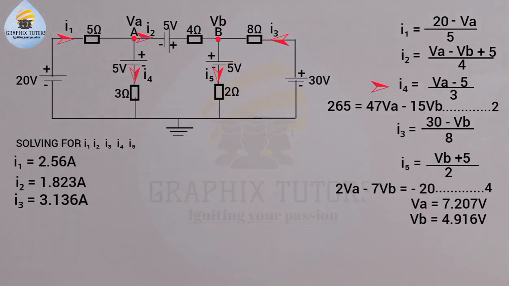Now for I4, we know I4 is equals to VA minus 5 over 3. So if you put the value of VA, we'll be having 7.207 minus 5 all over 3, which will now be equals to 2.207 over 3, and this will be equals to 0.736 ampere. Then I5 will now be equals to VB plus 5 over 2. So what's the value of VB? That is 4.916 plus 5 all over 2, and this will be equals to 9.916 all over 2, and this will be equals to 4.958 ampere. So these are the values of the branch currents that we have in this circuit here.